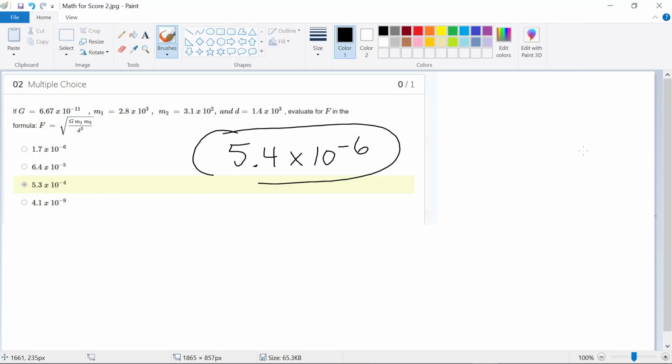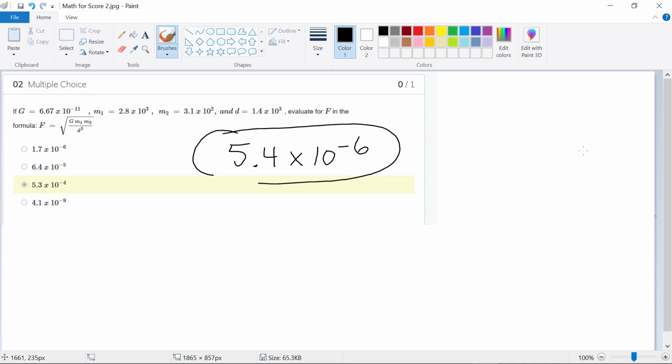Here's the question. It says g equals 6.67 times 10 to the negative 11th. M1 is 2.8 times 10 to the third. M2 is 3.1 times 10 squared. And D is 1.4 times 10 to the third. Evaluate for F in the formula. F equals the square root of g times M1 times M2 divided by D squared.